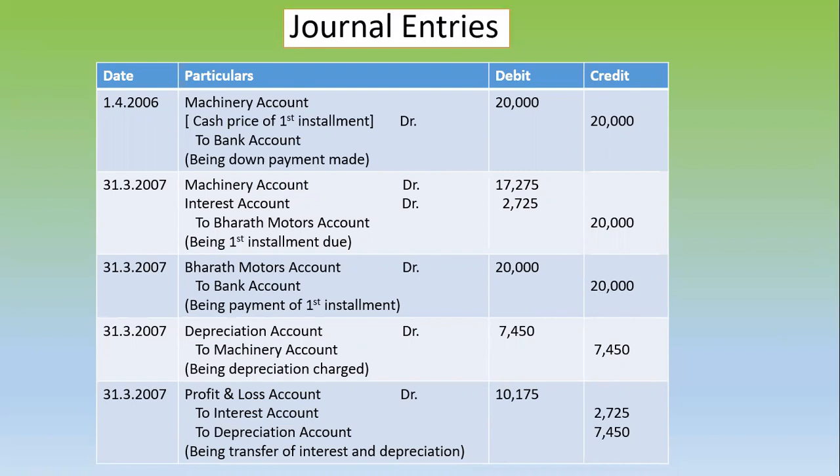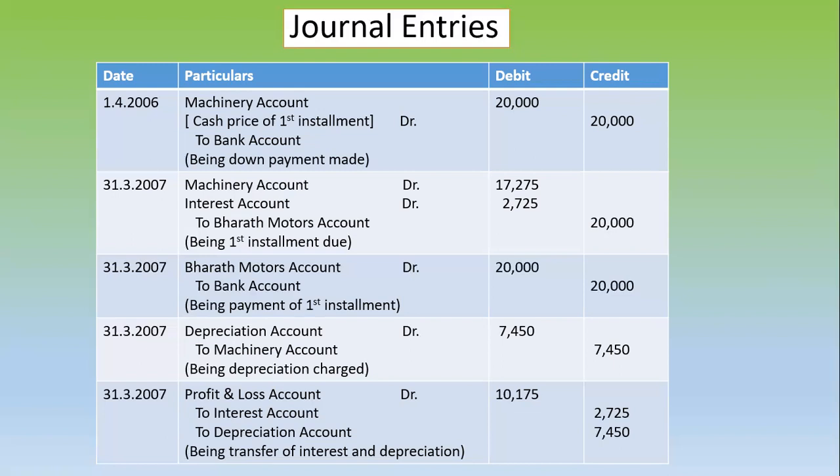So machinery account 17,275 and interest account 2,725. This we have already calculated in stage 2 and stage 3, right? And now the third journal entry is for making the payment. Now you are going to make the payment of the first installment. So 20,000 you are paying to Bharat Motors account. So Bharat Motors account debit to bank account.